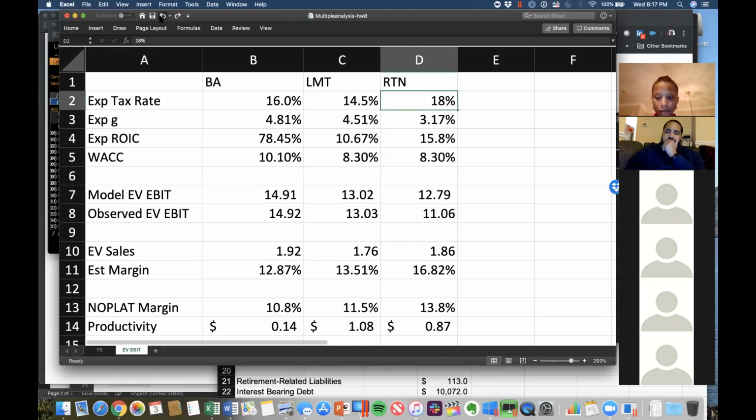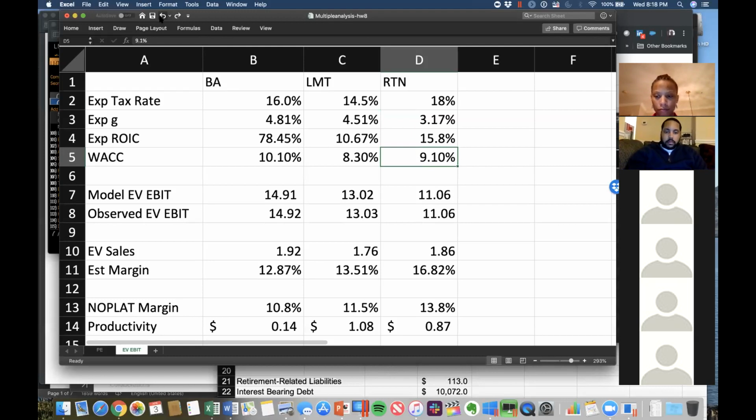So two things are impacting Raytheon's multiple, right? One is the lack of growth, and two is the higher tax rate. Those are two things that are tempering its multiple, even though it has a higher spread than Lockheed Martin.